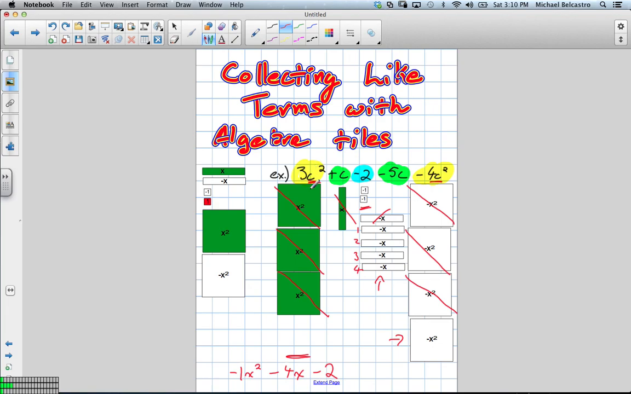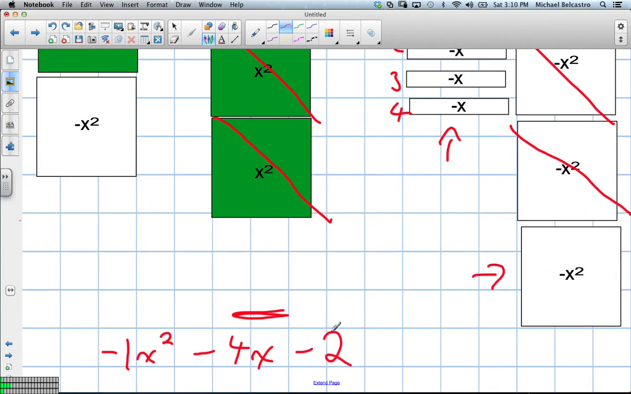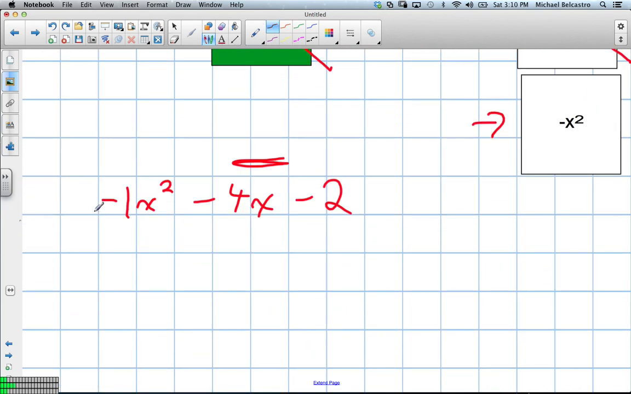Now here's the original question. What were the variables though? Were they X's? No, they were C's. So let's jump down and turn this into C's. So what would be my collected like term? It would be -1 C squared, minus 4x. Not X. We have to change it. 4C. Good. -2. Excellent. So that's doing it with algebra tiles.